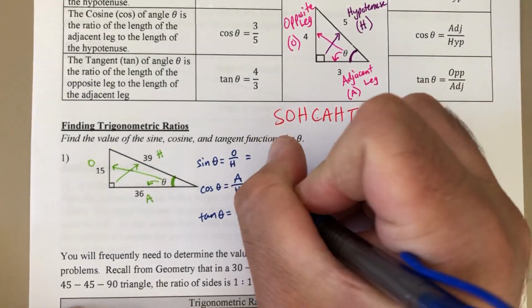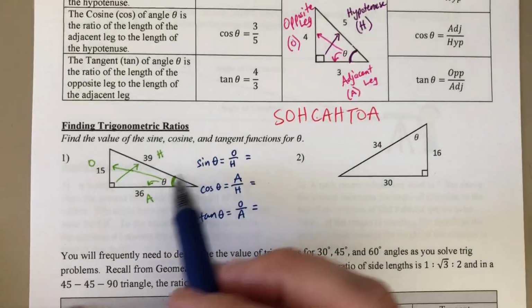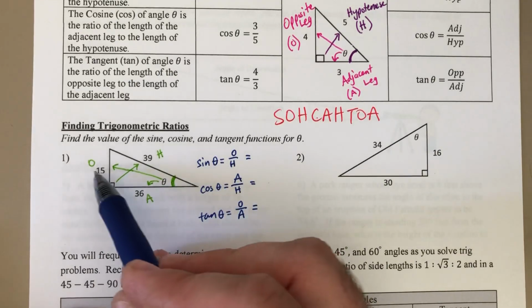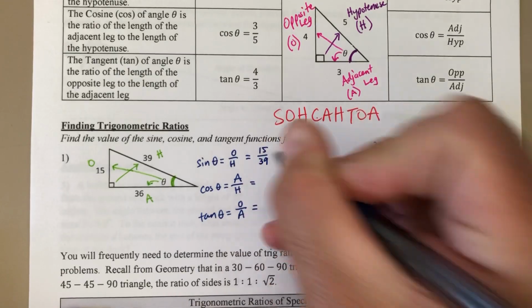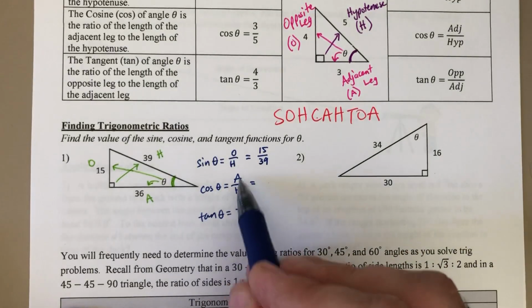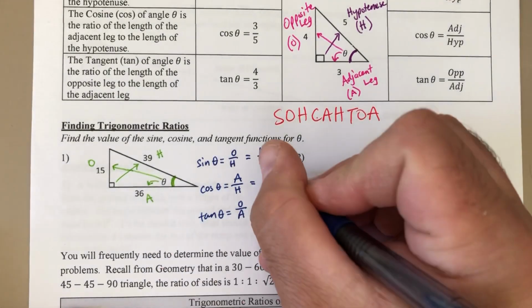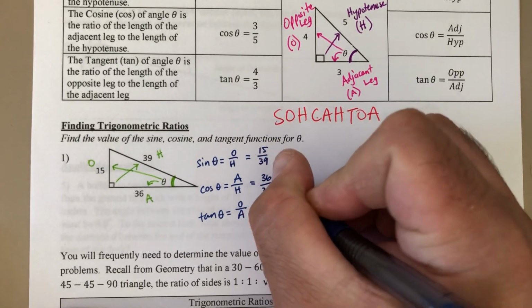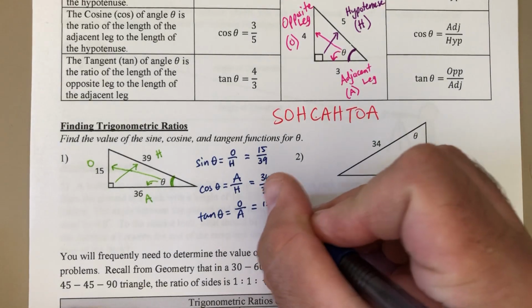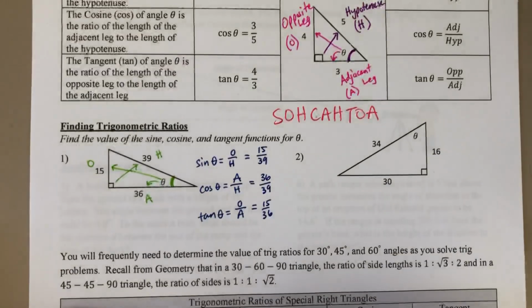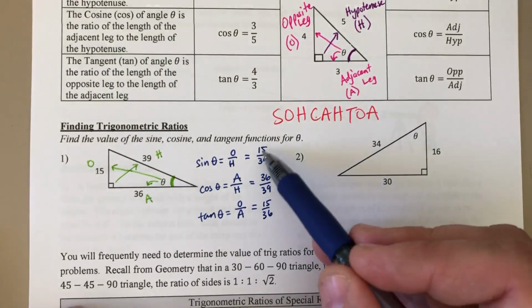Now we're just substituting in, guys. We're just looking in the picture here. For sine, we're going to go O over H. O is 15, H is 39, so 15 over 39. For cosine, A over H, 36 over 39. And then O over A, 15 over 36. And there you go.